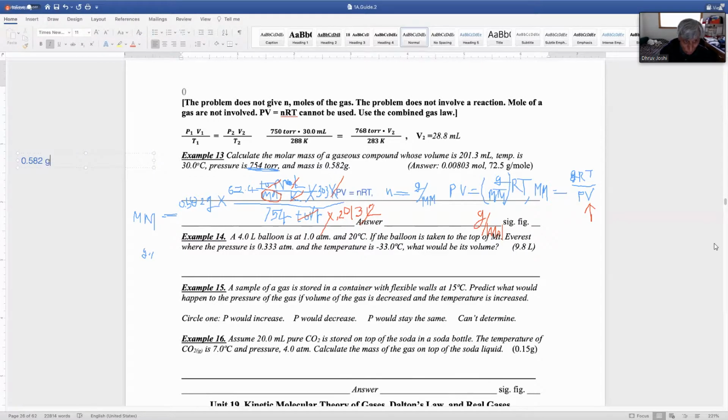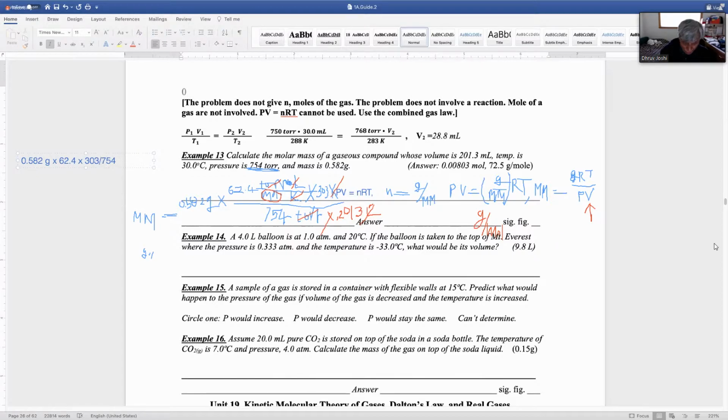0.582 grams multiplied by 62.4. I have canceled out all the units, so I'm not going to write units here. Those units that are canceled out. Okay, liter canceled out, torr canceled out, mole is not canceled out, so I'll have to write moles. Kelvin canceled out, so that's gone. Multiplied by 303 and then divided by 754.